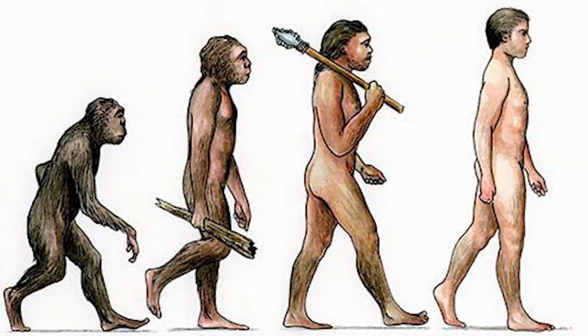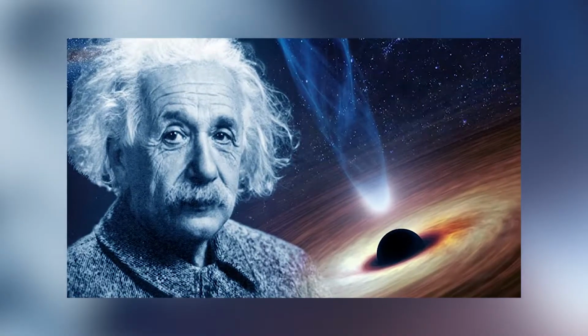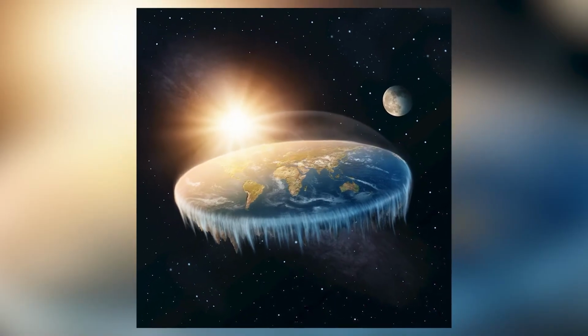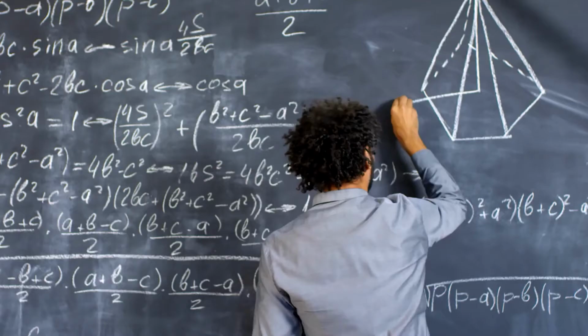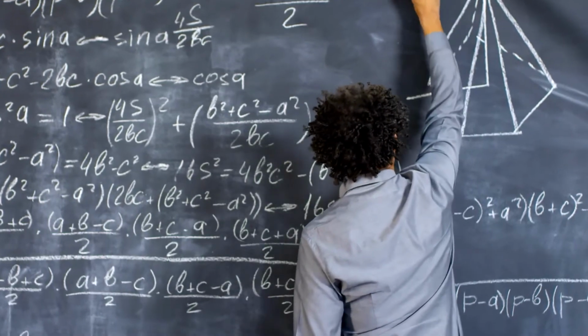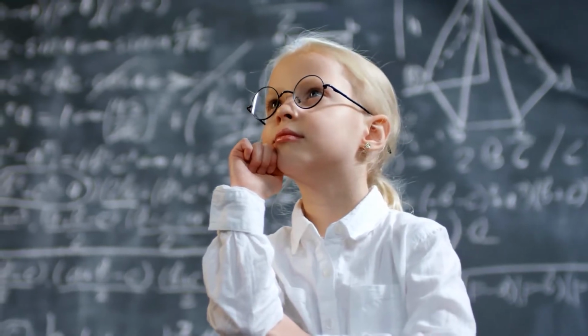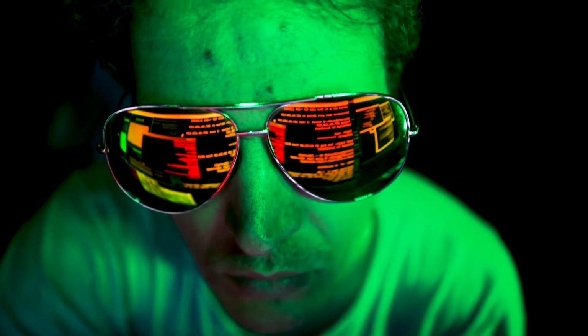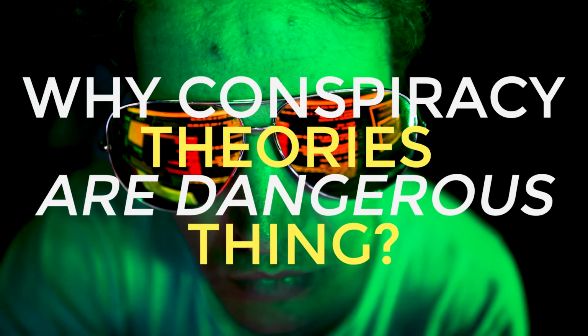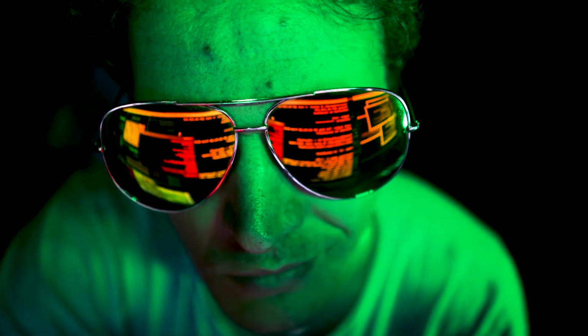Darwin's theory of evolution or Einstein's theory of relativity are two of the most popular examples of scientific theories known to mankind. Those theories are grounded in scientific evidence and facts. Now that we have our two clearly defined terms, what happens when we put them together? Today, we're looking at why conspiracy theories are a dangerous thing for anyone. You do not want to miss this.